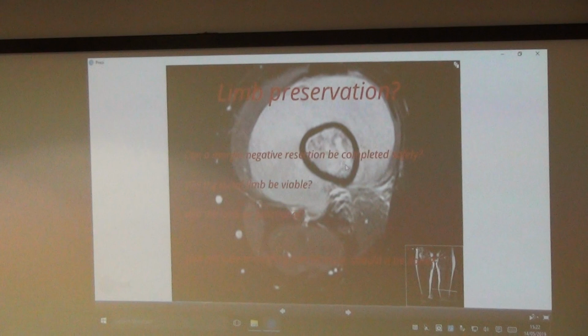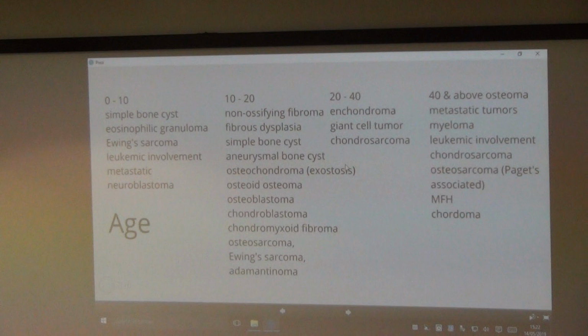So when I was learning about this, this is how we learn these kinds of lesions, and I wouldn't recommend that you do it that way at all. It's not particularly helpful in ways.